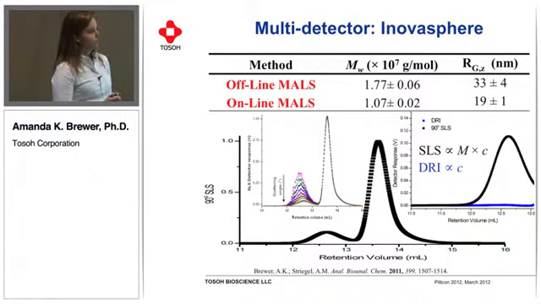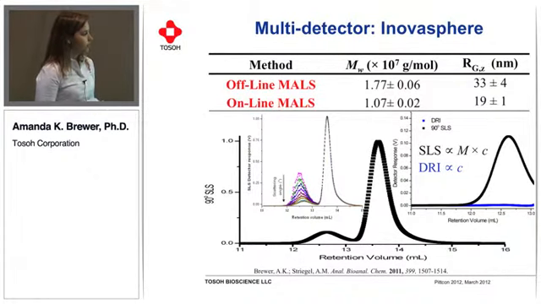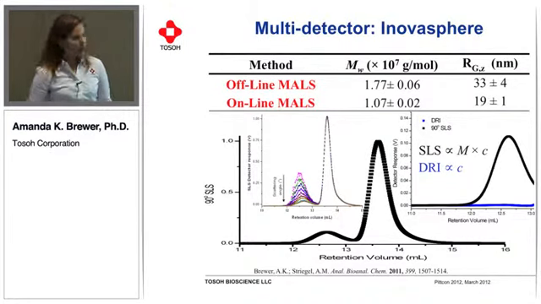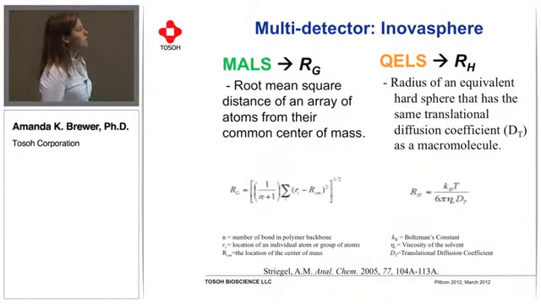Now I'm going to talk about the size of this particle. So let me step back for one second. From now on we're just talking about this big peak, the peak from 13 to about 15 milliliters. I'm going to ignore this so-called contaminant peak. So we're going to look at the size.